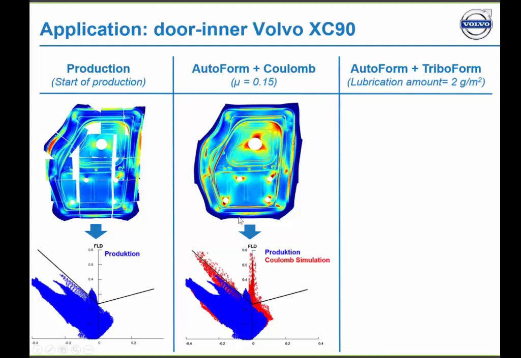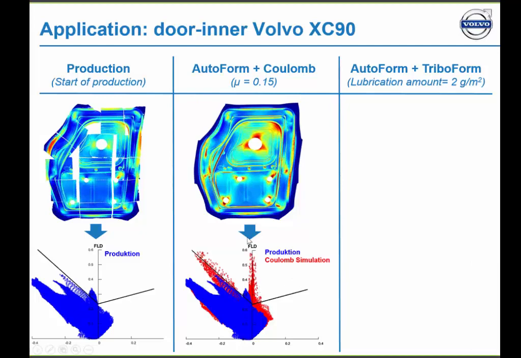It should be noted, however, that it is not the original CAD data that is used for these simulations, but that the real 3D scans are used from the tooling as they are now used in production. So they did a full 3D scan of the tooling, the punch, the die, and the blank holder, and these parts have been used in the AutoForm simulation. Then using Coulomb, you would predict that you will have fracture in the product.